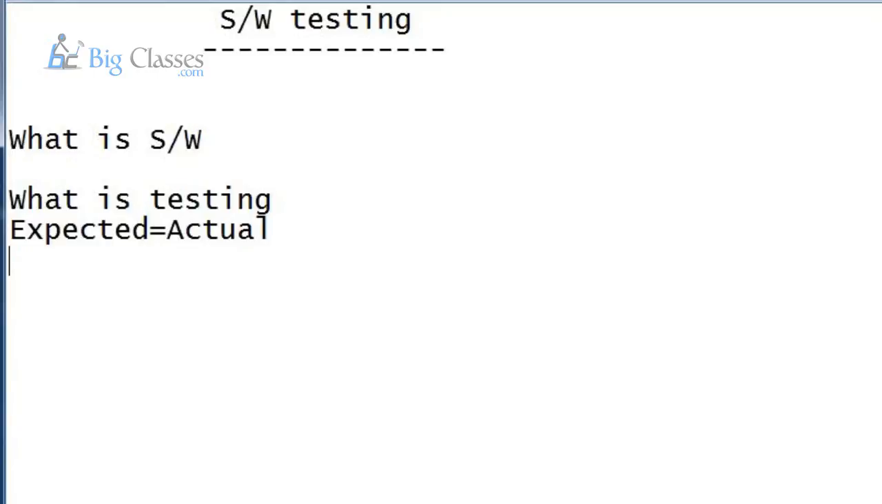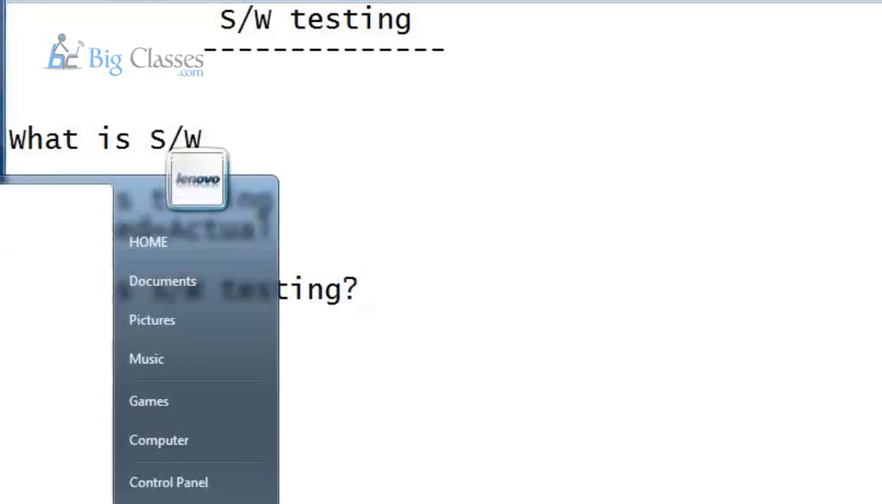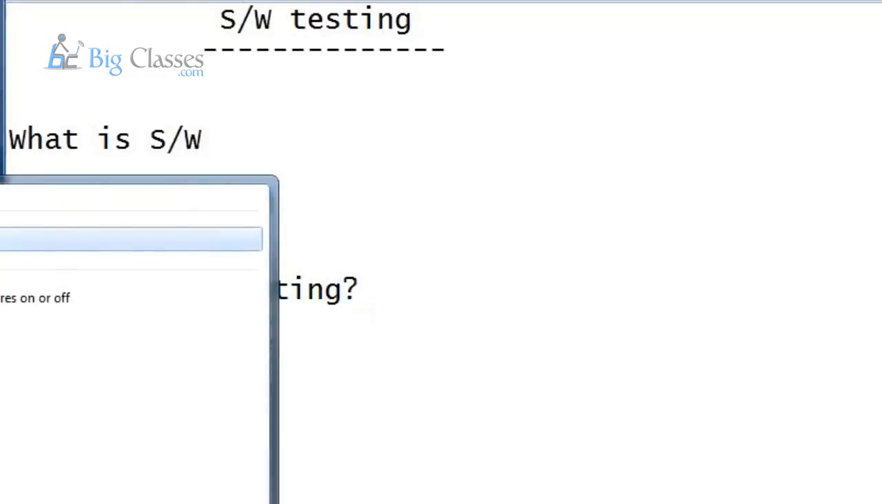The next, I hope it is clear what is software and what is testing. Now let us know what is software testing. First, I will show a small diagram, then you can easily understand. I will open a paint application. See guys, try to understand. I will show a small diagram.